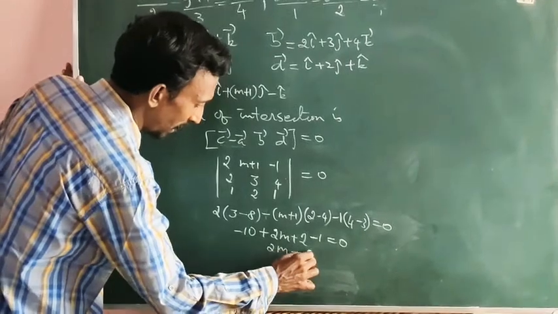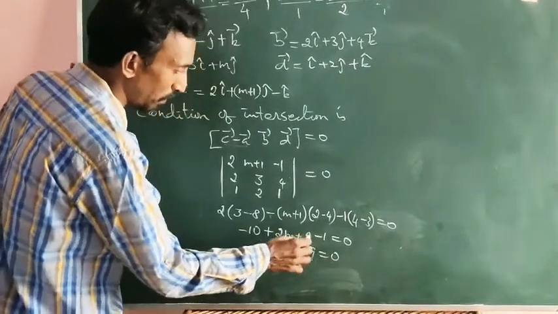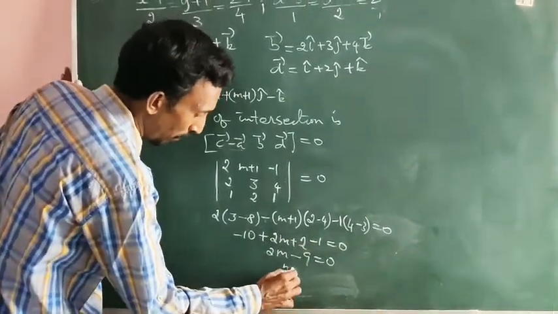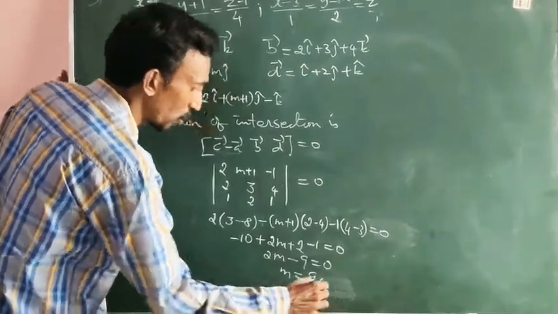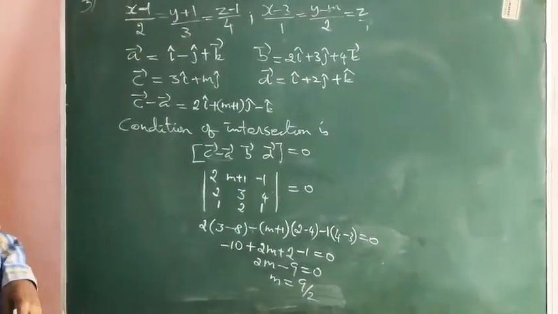2m minus 9 minus 11 plus 2. So m equal to 9 by 2. That is the required answer.